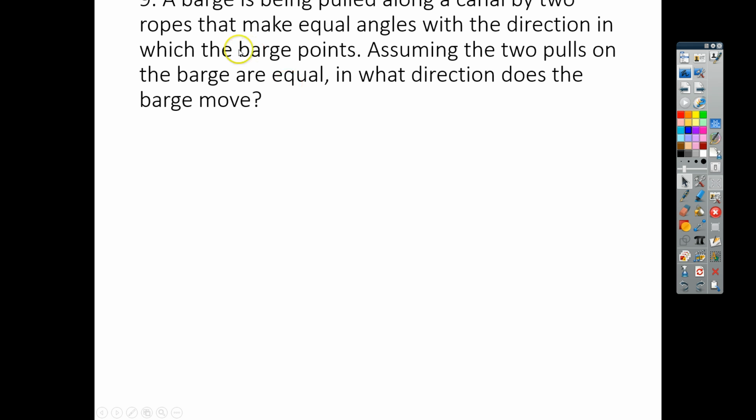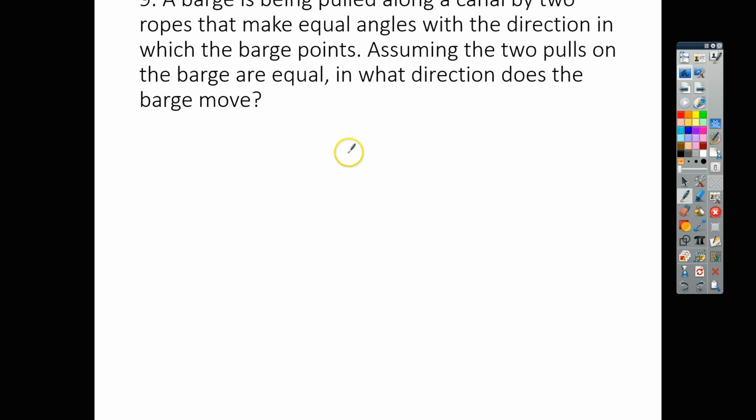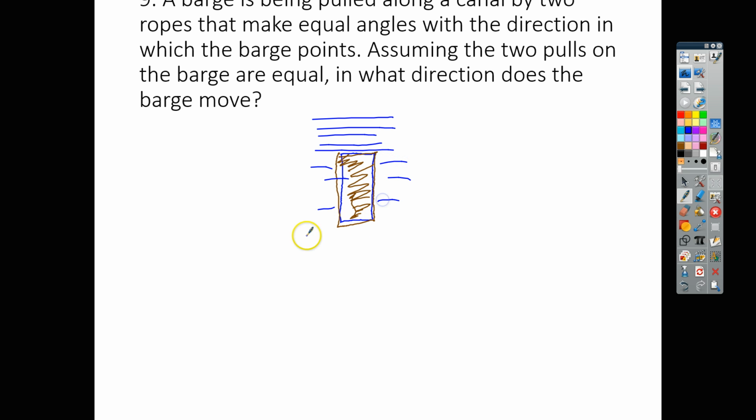For number 9, we have a barge being pulled along a canal by 2 ropes that makes equal angles with the direction that the barge points. Assuming the 2 pulls on the barge are equal, what direction does the barge begin to move? So here's a barge, and let's actually make it brown here. There's our barge. We're looking at a top-down view, and there is water that the barge is in. I'm going to draw my water, and it's being pulled by 2 ropes.